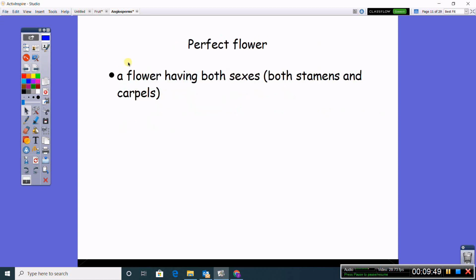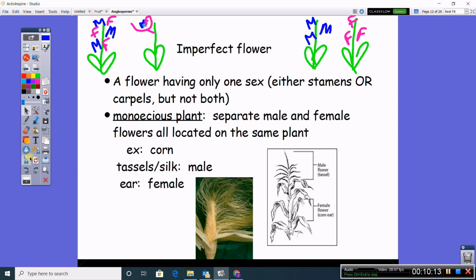A perfect flower, on the other hand, is one that has both sexes. So that means that it has stamens and carpels in the same flower. And that's the kind of flower that we've been looking at as we've learned about the different flower parts. But I just want you to realize that not every plant out there has perfect flowers. Some have imperfect flowers. So we're going to see what that is on our next slide.